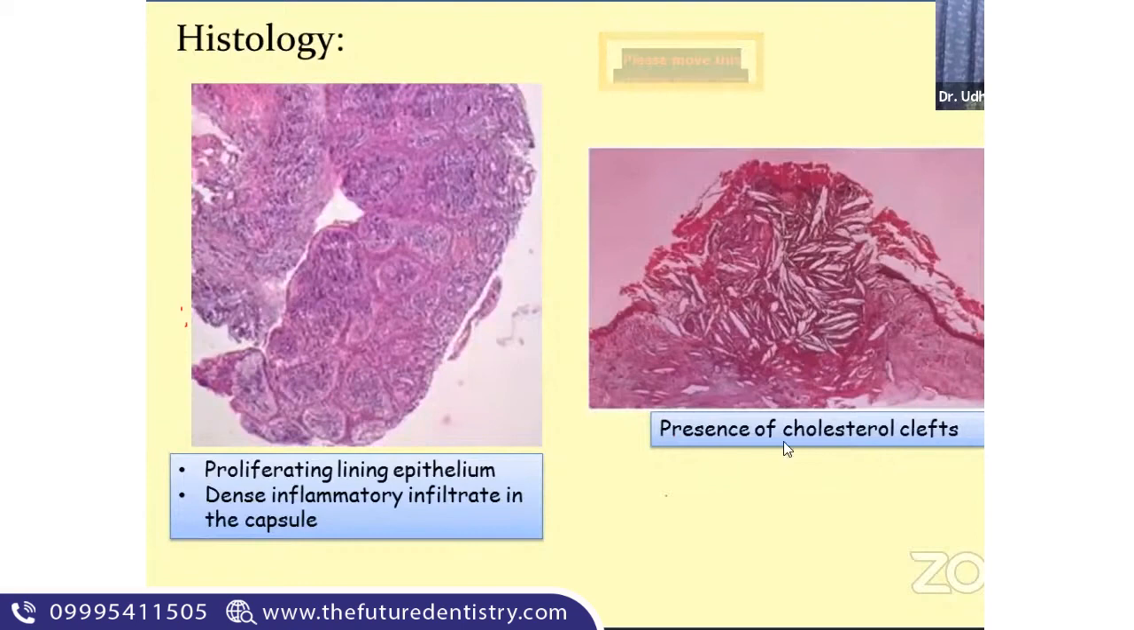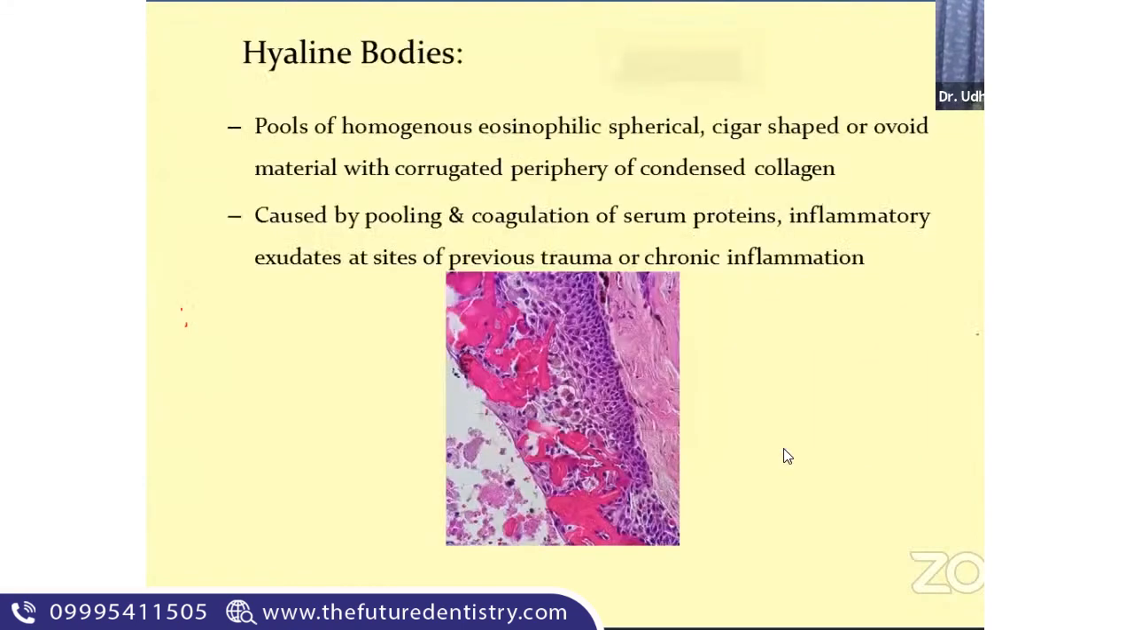Right, moving on. You will also find hyaline bodies. Hyaline bodies are also called Rushton bodies. This is again another byproduct of intense cell death. When the cell death occurs, it results in pooling and coagulation of serum proteins and a release of inflammatory exudate. This inflammatory exudate results in these curvilinear shapes. Curvilinear means hairpin shaped. Have you seen a hairpin? Look at this structure. It's curving here and it's linear here. Okay, so this is called a Rushton body or a hyaline body.